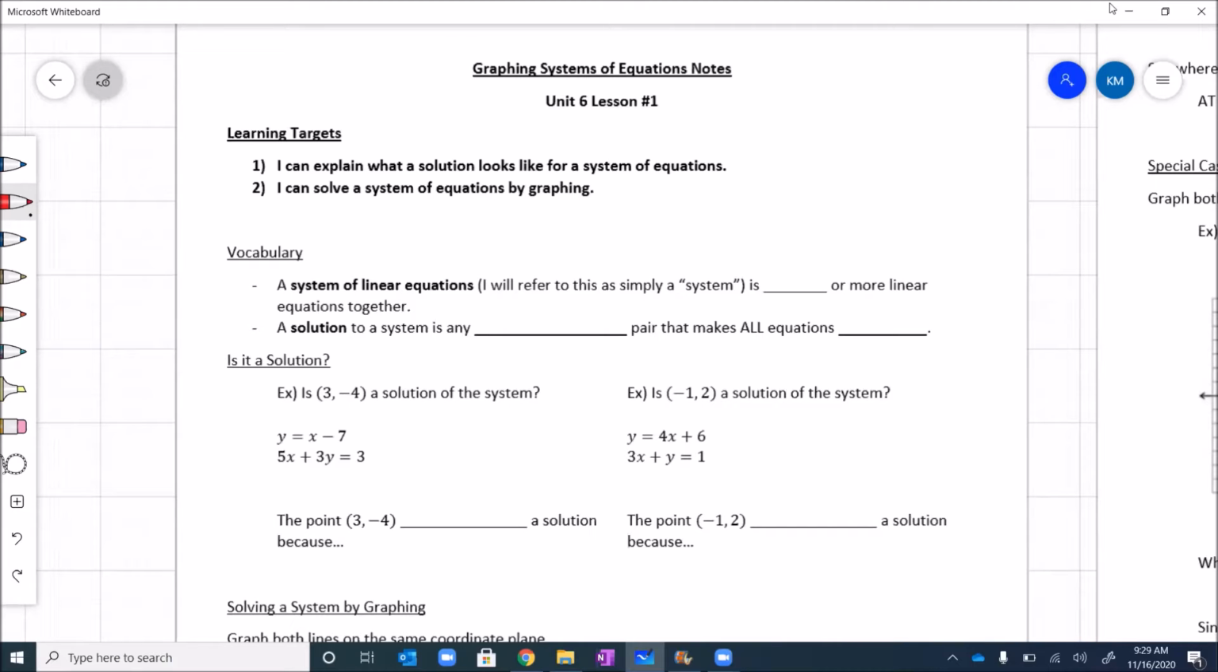Okay, a system of linear equations, and I'll usually just call it a system, is two or more linear equations together. Okay, and the solution to a system is any ordered pair that makes all equations true.